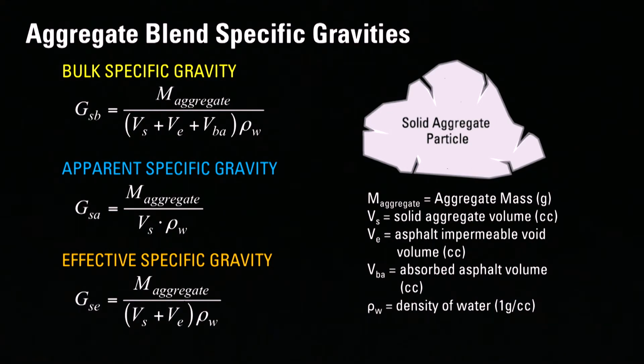When we consider the bulk specific gravity, we divide the mass of the aggregate by the bulk volume, which includes the solid, impermeable void volume, and absorbed asphalt volume. Apparent specific gravity, on the other hand, only considers the solid aggregate volume. Therefore, the apparent specific gravity should always exceed the bulk specific gravity value. Lastly, in asphalt mixtures, we consider the effective specific gravity, which is the mass of the aggregate divided by the sum of the solid volume and impermeable asphalt void volumes times the density of water.